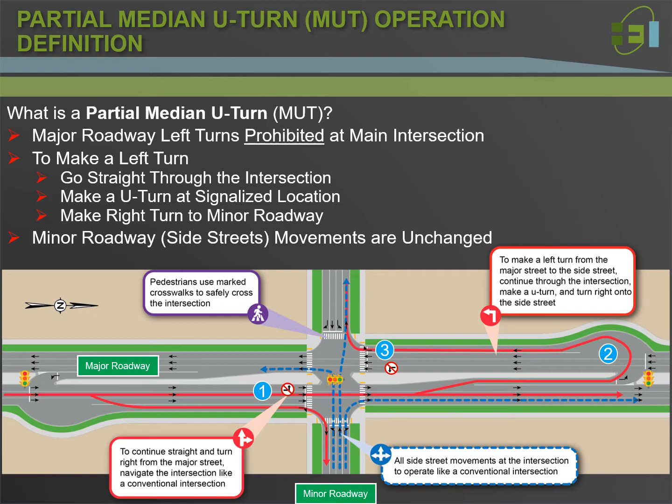In the figure shown, turning movements along State Street are depicted in the red line work. To make a left turn from State Street, proceed through the intersection. Note the left turn lanes are removed. Make a U-turn and turn right onto the minor roadway. There are no changes in right turn movements. Turning movements from the minor roadways are depicted in the blue line work. There are no changes in these movements as part of a partial MUT.